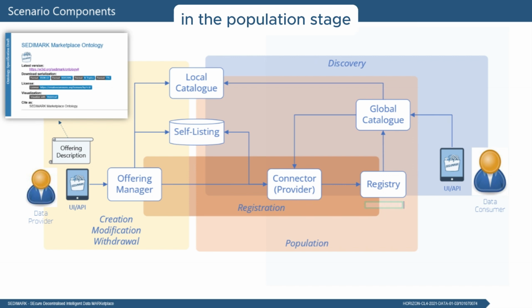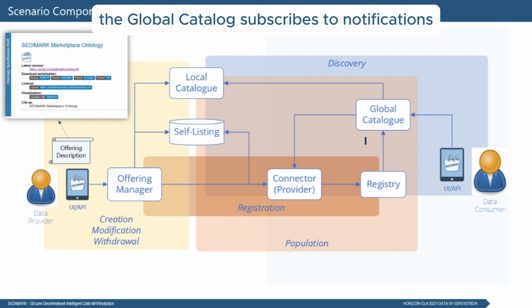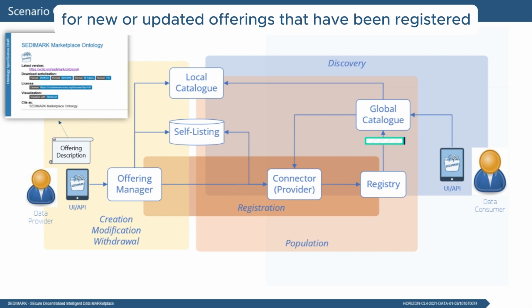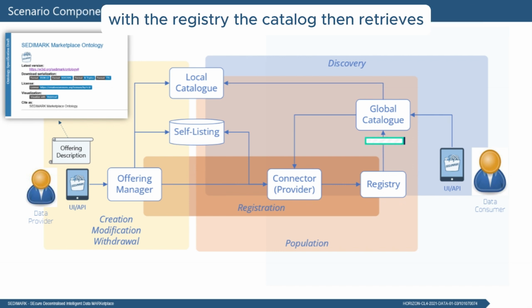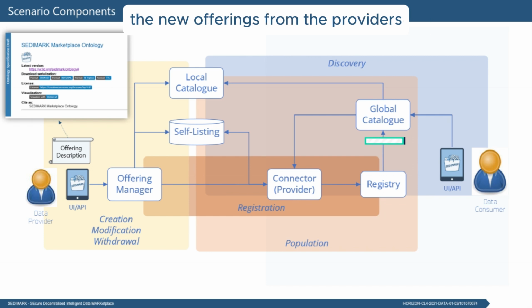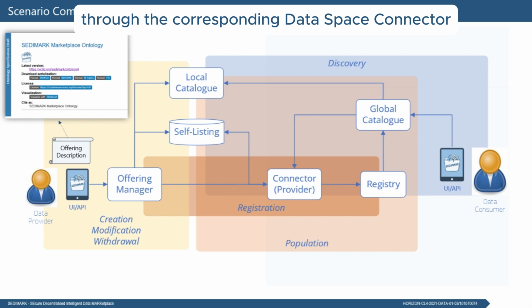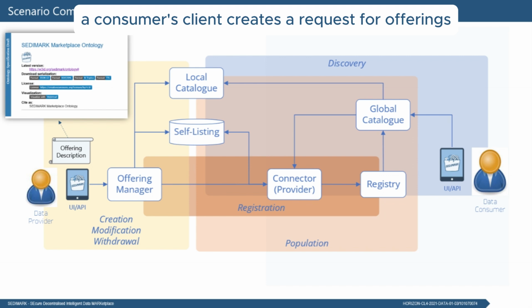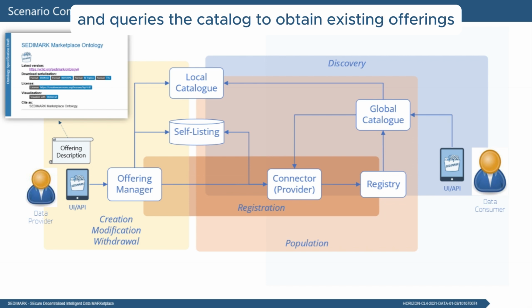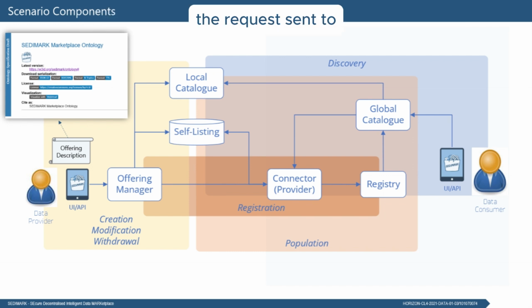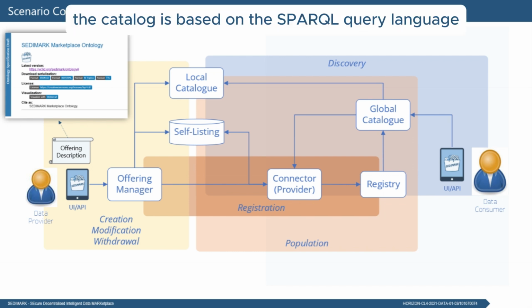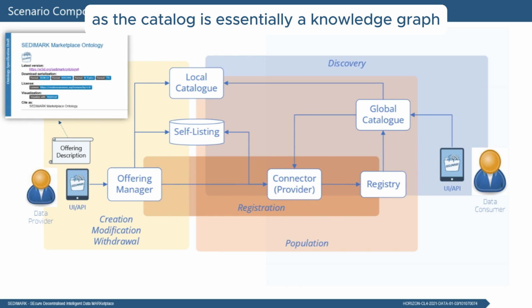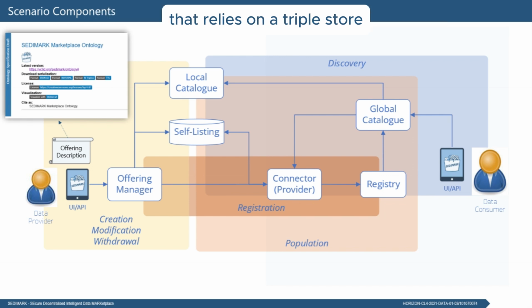In the population stage, the global catalog subscribes to notifications for new or updated offerings that have been registered with the registry. The catalog then retrieves the new offerings from the provider's self-listing through the corresponding dataspace connector. Finally, in the discovery stage, a consumer's client creates a request for offerings and queries the catalog to obtain existing offerings. The request sent to the catalog is based on the SPARQL query language, as the catalog is essentially a knowledge graph that relies on a triple store.